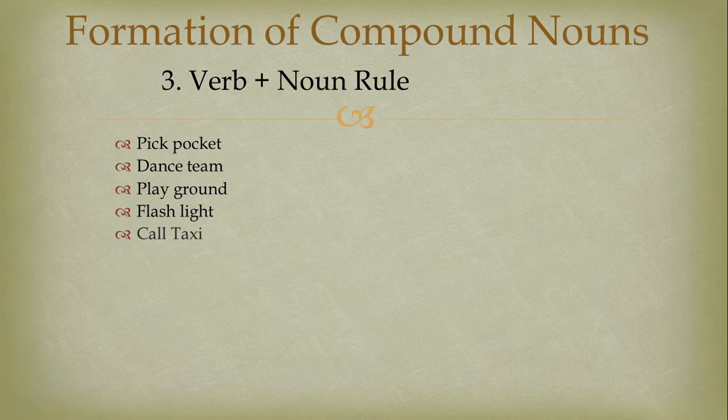Call taxi. Call is a verb, taxi is a noun. Guidebook. Guide is a verb, book is a noun. When combined together, guidebook is a compound noun. Notebook. Note is a verb, book is a noun. When combined, notebook, compound noun, is formed. Passport. Passport also comes in compound noun, meaning pass is a verb, port is a noun. So this is rule number 3, verb plus noun rule, by which compound nouns can be formed.